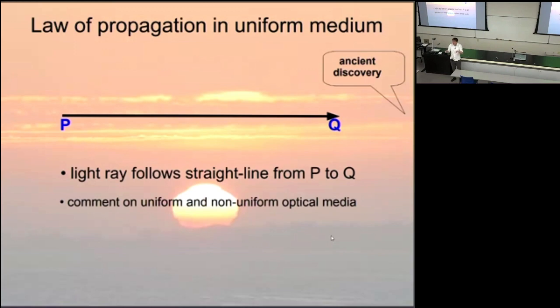That's actually how you get a mirage: there is a difference in the properties of the atmosphere between two locations. So the propagation of light in a straight line is an important application, but it applies when the optical properties are uniform for the material the light is passing through.